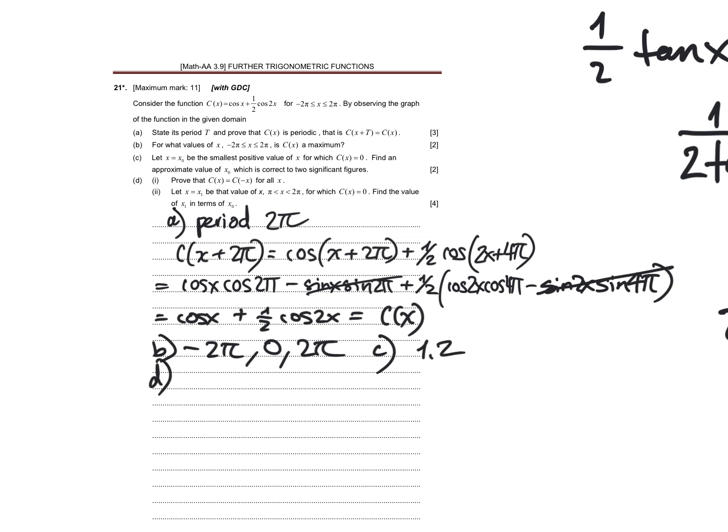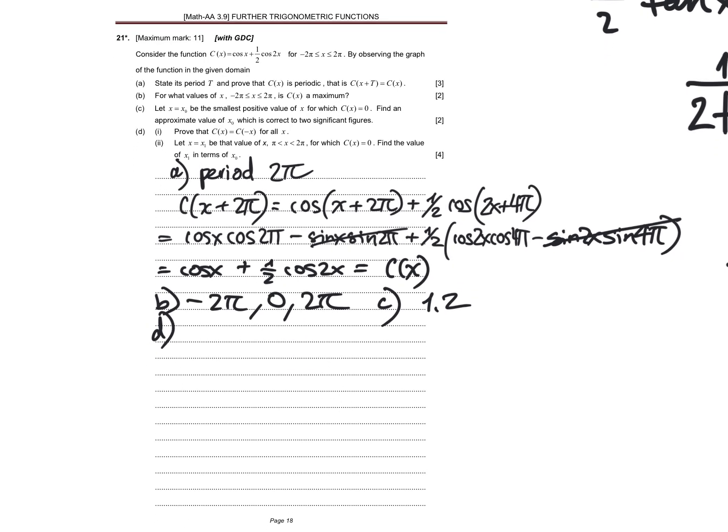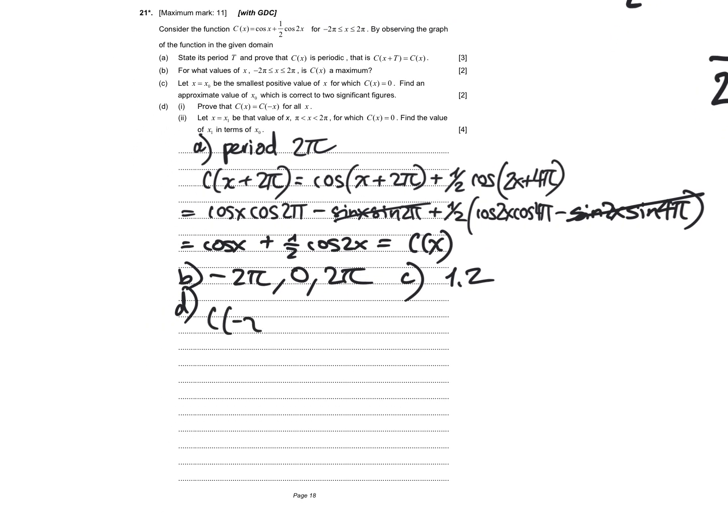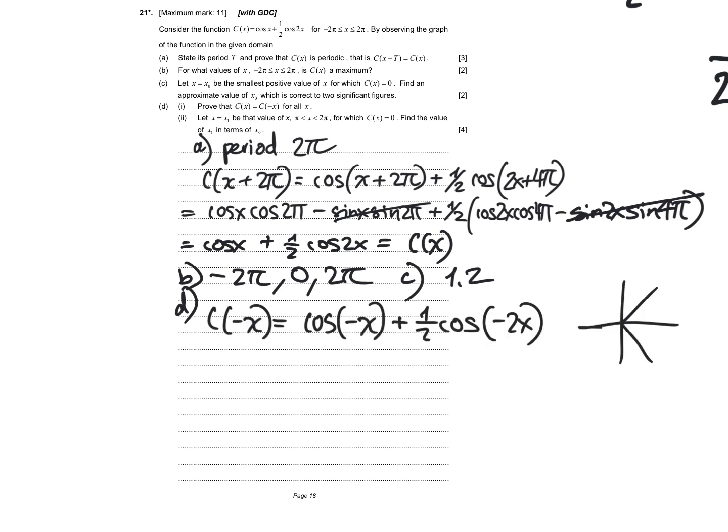All right, D, prove c of x equals c of negative x. Okay, so let's do c of negative x. So we've got cosine negative x plus 1/2 cosine negative 2x. So just here, cosine negative x is equal to cosine positive x. And same thing here. And this is equal to c at x.